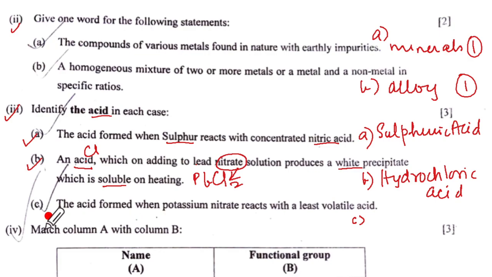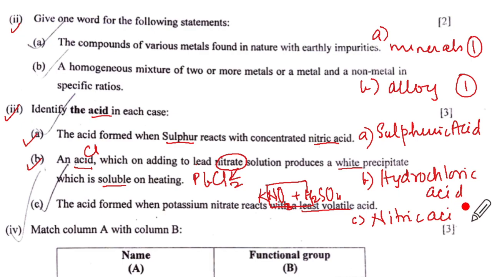And the last part of this is the acid formed when potassium nitrate is heated with the least volatile acid, meaning H2SO4. So I have KNO3 and I am heating it with H2SO4. So I will have this acid, HNO3, which is nitric acid. That's the laboratory preparation of nitric acid. So this is again 1 mark each. That gives us full marks so far.